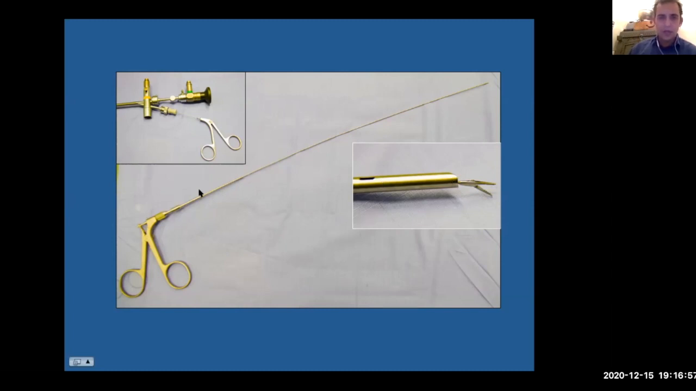There's also another instrument that the pediatric surgeons use for laparoscopic surgery, which is a more flexible and malleable forceps, which you can also use.